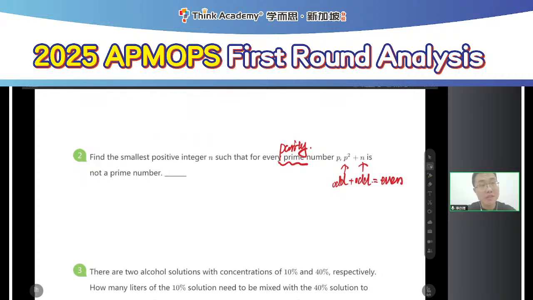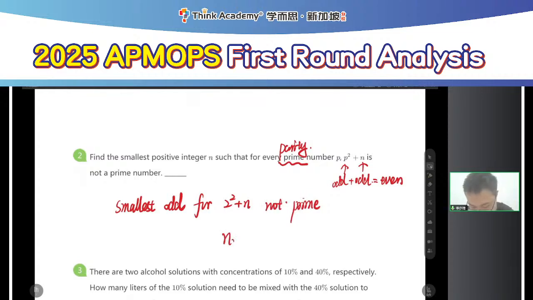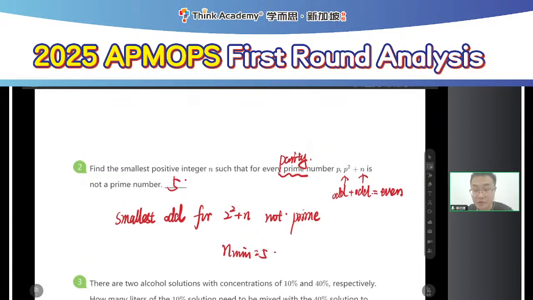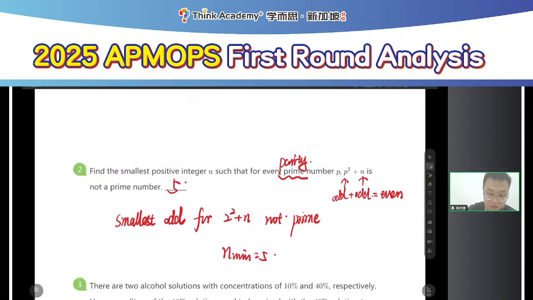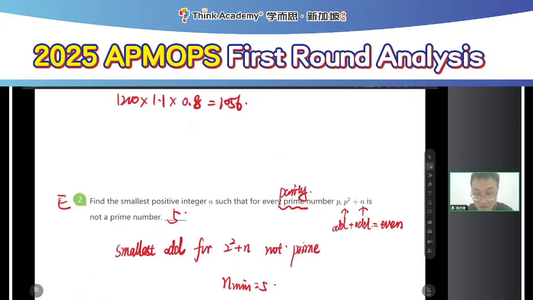So the only problem is, what is the smallest odd number n to make 2 squared plus n a prime? Now 2 squared is 4. So 5 is prime, 7 is prime, and then 9 is not prime. So now the minimum value is 5, right? Is this one easy or difficult? Easy. Yeah, I thought it's easy.